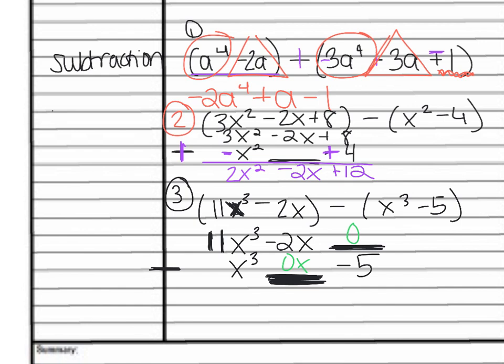All right, now we're going to keep our first term, change subtraction to addition, and do opposite, opposite, opposite. So 11x cubed plus negative x cubed is 10x cubed. Then I have negative 2x plus negative 0x. That'll stay as negative 2x. And then finally, I'll have 0 plus 5, which is 5. And that is my solution.